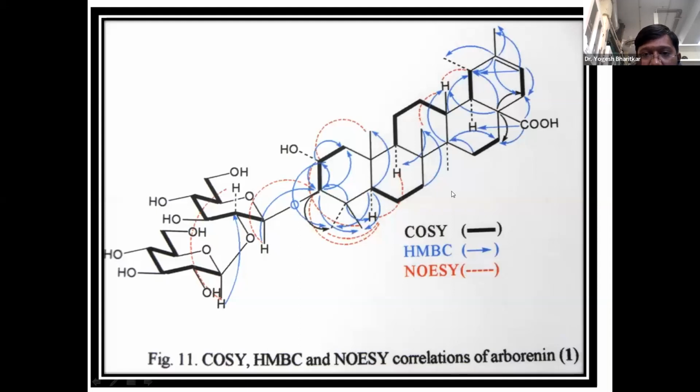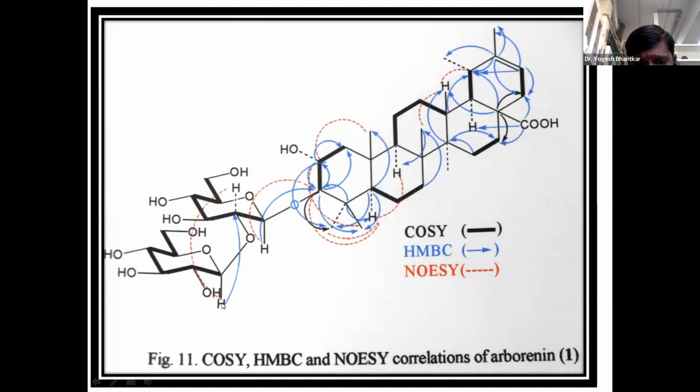After assessing all the exercises, we have to conclude this in the figure. This is the basic skeleton, and this is the blue. COSY means proton attachment: if two nearby protons are attached, we get a COSY relationship. So this solid line we draw for the COSY relationship, and for NOESY a dotted line, and the HMBC in blue line.